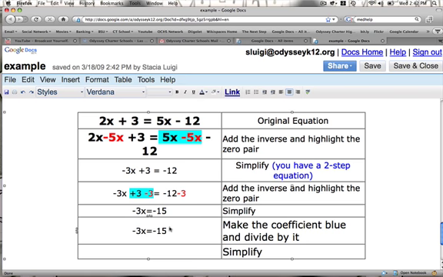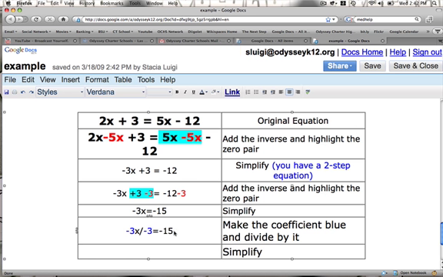I have to make the coefficient blue and divide by it. So come up here, make your coefficient blue. Remember, when you divide, you have to divide behind a term. So negative 3x divided by negative 3. You cannot put the division symbol before the negative 3x. I forgot to copy that negative 3. Now I'm going to paste it right there behind the division symbol.